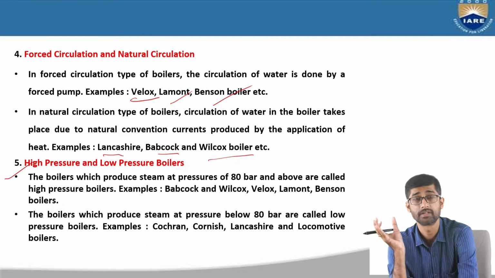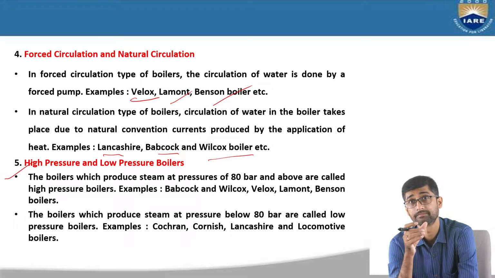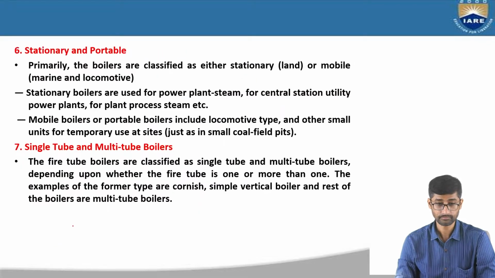So that's why it is called high pressure boilers. If the steam pressure is below 80 bar, then it is called low pressure boilers. For example, Cochran boilers, Cornish boilers, Lancashire boiler, and Locomotive boiler. These are all low pressure boilers.